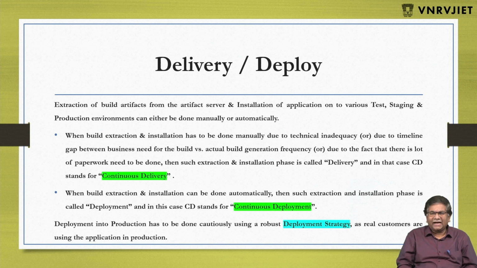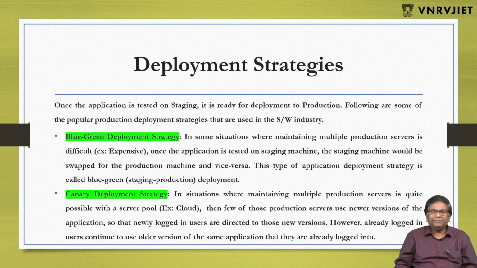There are several good strategies available, but we are going to discuss a couple of them in this presentation. So, deployment strategies. Once the application is tested on staging, it is ready for deployment to production. Like I said, there are two possible ways we can do deployment. These are popular ways; there are other ways, but there are two possible ways. One is the blue-green deployment. Another is the canary deployment strategy.